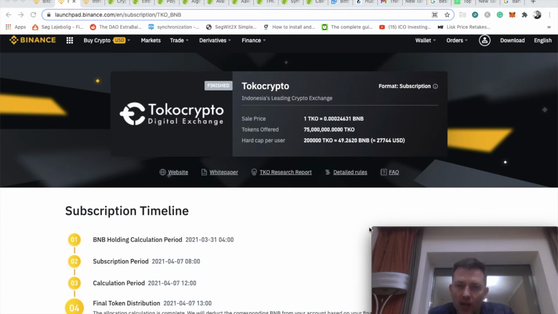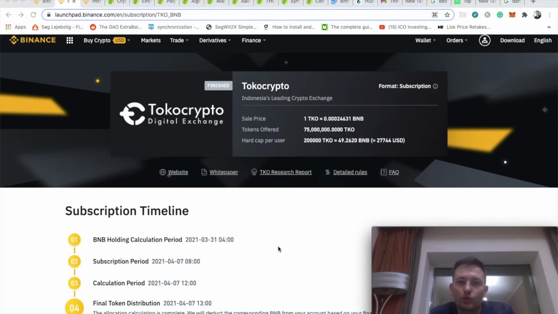When you subscribe to the Launchpad project, you have to decide how many of your Binance coins you want to subscribe to the project. You can see there's a hard cap per user of 49.26 Binance coins, which is quite a lot, approximately $28,000 US. Maybe you think that's a bit too much to subscribe to the project, but then you have to remember that there's a lot of interest in these projects.